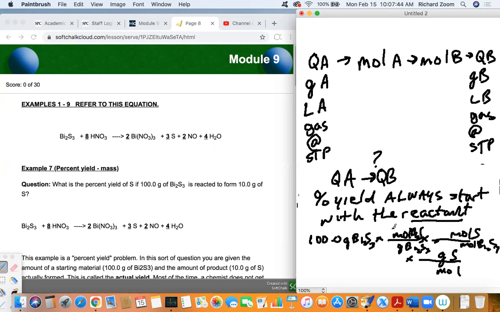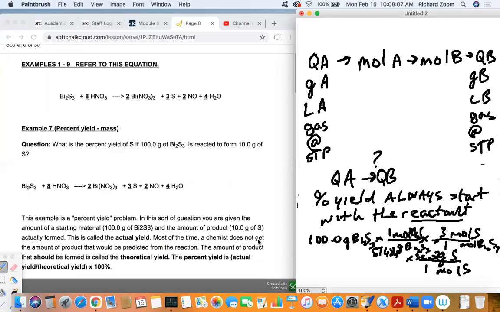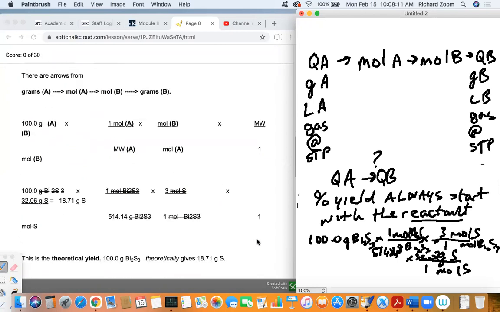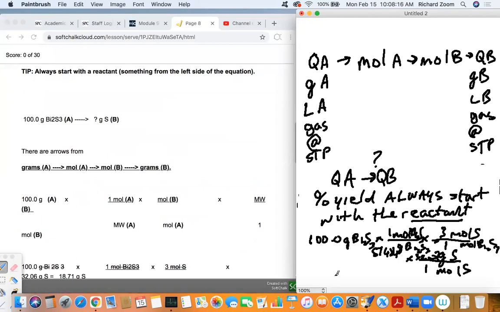So again, we handle these separately. 1 mole is 14.14 grams of Bi2S3. The relationship between moles of sulfur and Bi2S3 is 3 moles of sulfur to 1 mole Bi2S3, and 32.07 grams of sulfur to 1 mole of sulfur. So when we do the math on that, what we end up with here is 18.71 grams of sulfur.